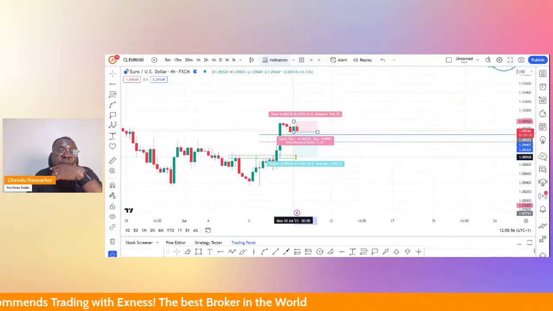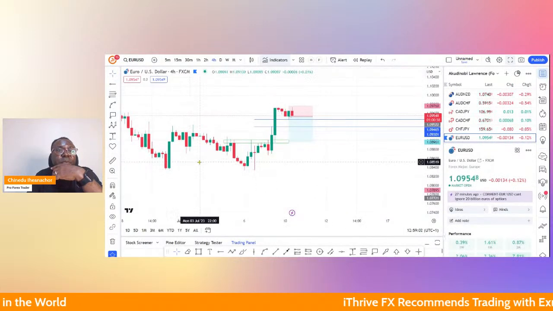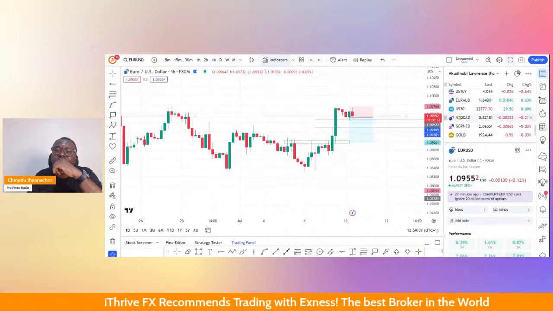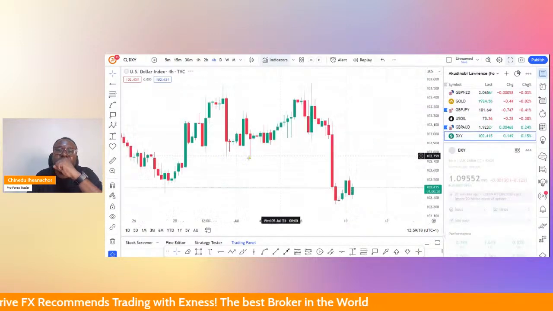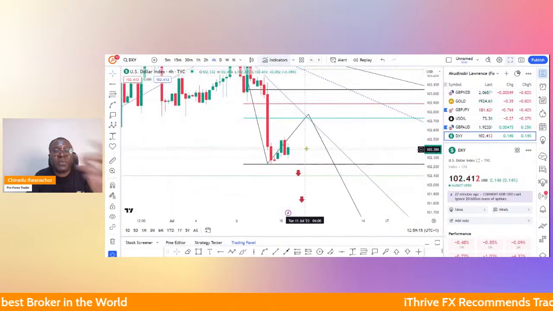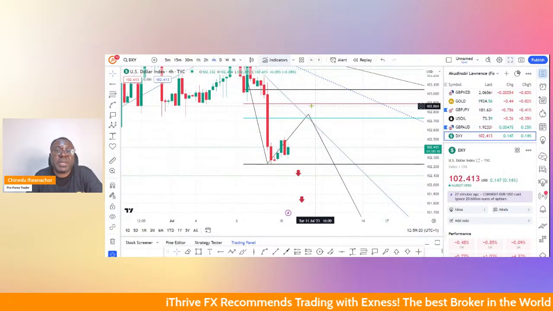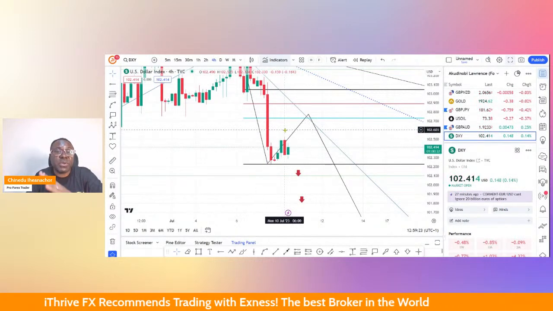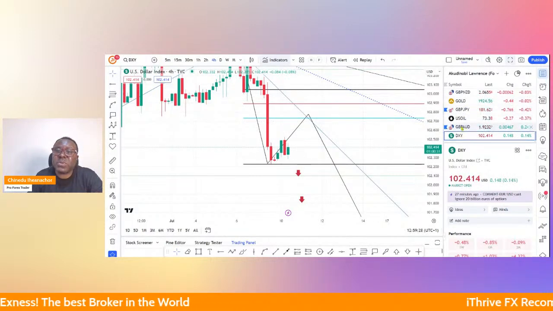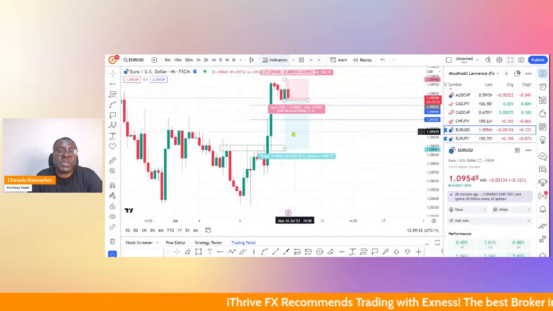It might get all the way back down here, looking at DXY. Okay, this was nice on DXY. The DXY makes this correction back into the zone. It's still pushing. All right, it's already overall bearish. If it makes a correction back to the zone, we will expect the Euro USD to sell.